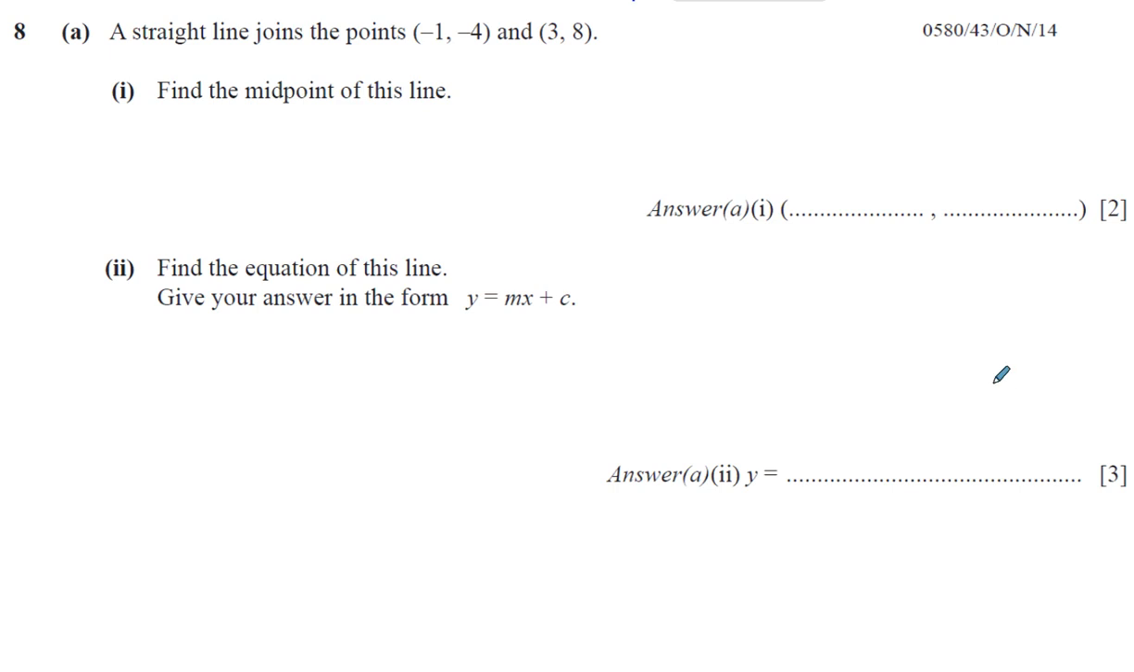Now we're going to answer question number 8, part A of October-November 2014, paper 4, variant 3. And the first part of this question is asking us to find the midpoint of the straight line that joins the points -1, -4, and 3, 8.